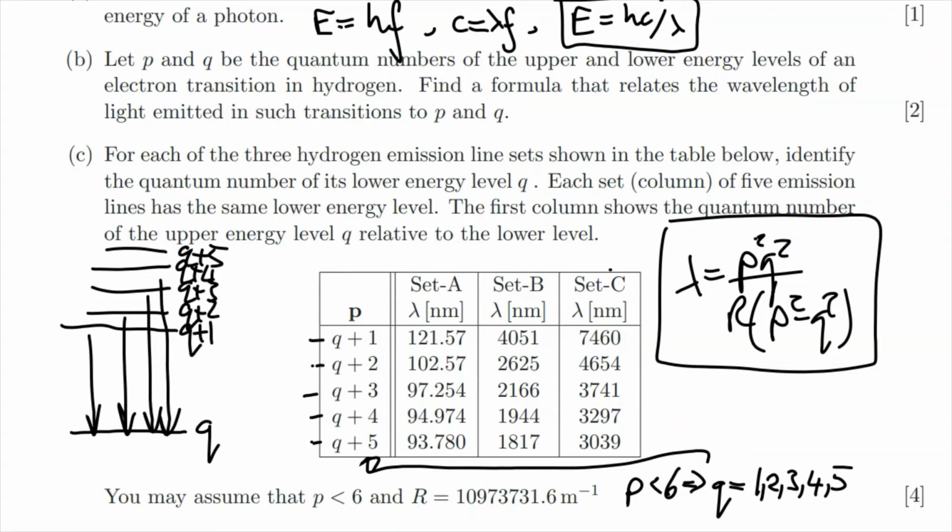The question's basically saying for which values of Q do we get these sets, basically. So it's just a case of sort of trial and error, plugging stuff in and seeing what happens.